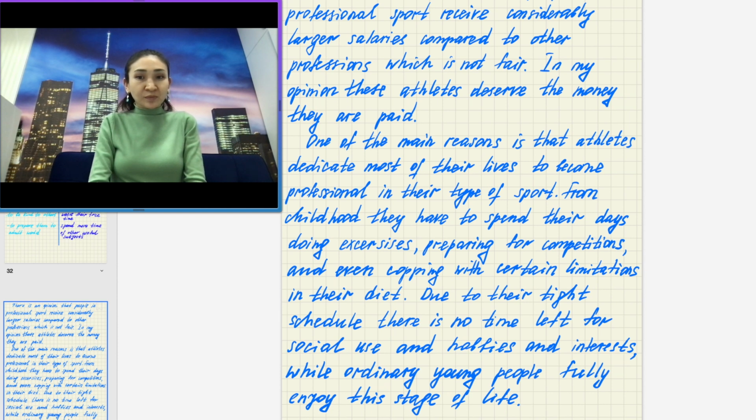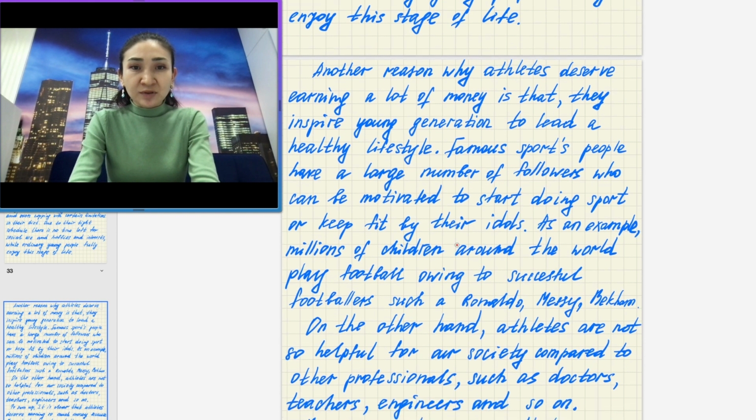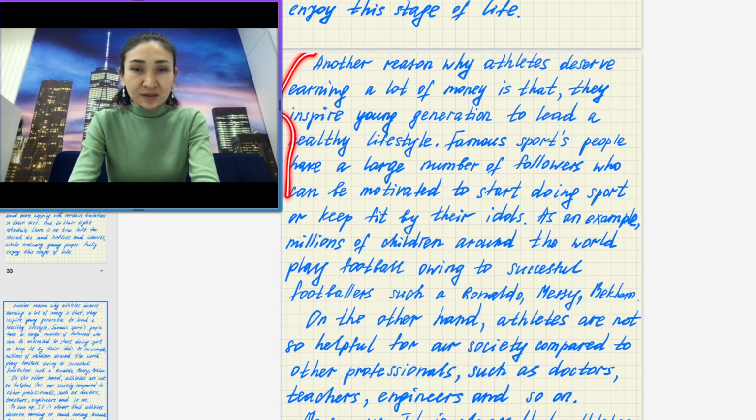But anyways, I think anyways it's worth it, because you have a discipline, and you earn enough money, you become successful and famous. It depends. So another body paragraph is this one, and I'm here writing this way. One of the main reasons is that athletes dedicate most of their lives to become professional in their type of sport.